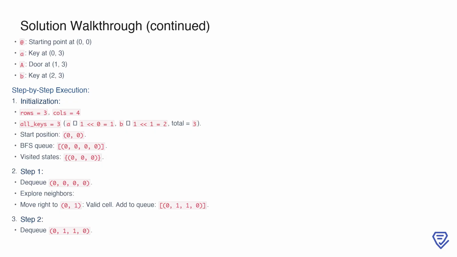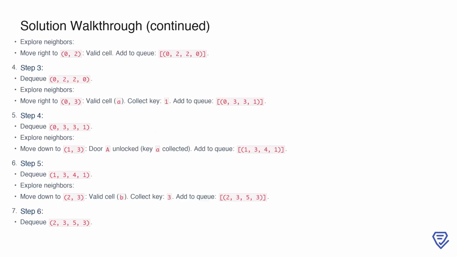The first step dequeues 0, 0, 0, 0, and moving right to position 0, 1 is valid, so we add 0, 1, 1, 0 to the queue. On the next step, we dequeue 0, 1, 1, 0, and move right again to position 0, 2, adding 0, 2, 2, 0 to the queue. From position 0, 2, 2, 0, we move right to 0, 3, where key A is located. Picking up this key updates our collected keys to 1. The new state 0, 3, 3, 1 is added to the queue.